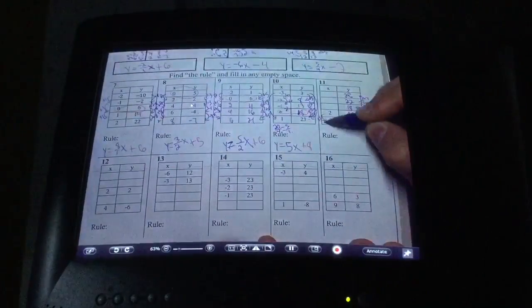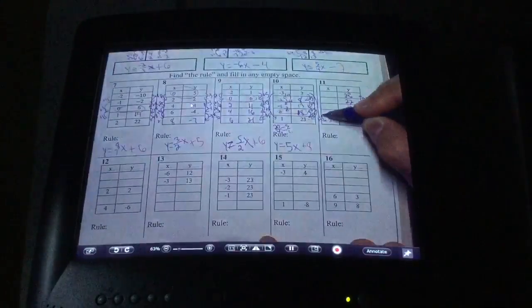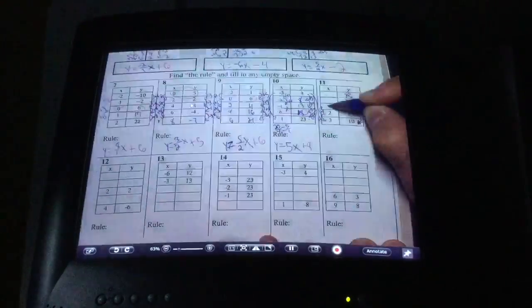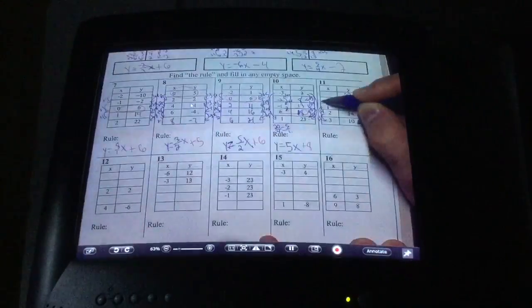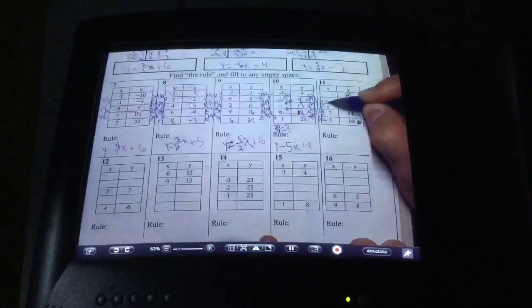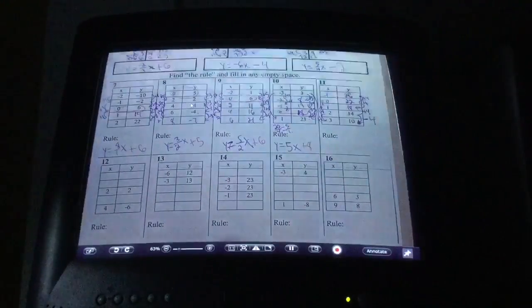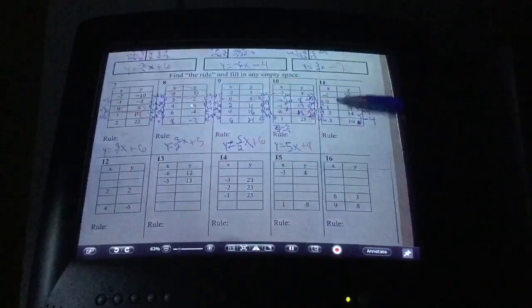I'm sorry, I added 1 to get from 2 to 3. So to go backwards, I have to subtract 1. So that's going to get me 1. Okay? Subtract another 1, that's going to get me 0. Subtract another 1, that's going to give me -1. So there's me filling in the chart with these 3 missing sections over here.